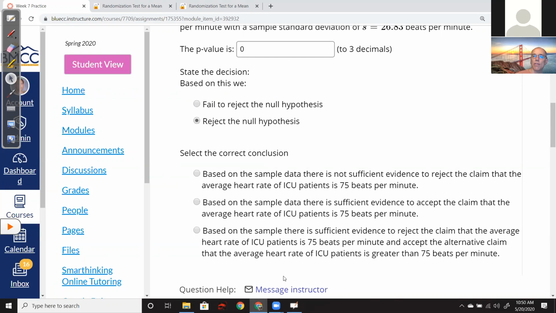There is sufficient evidence to accept the claim that the average pulse rate is 75. No, it's way bigger than 75. How much bigger? I'd have to run a confidence interval to figure that out. So it must be this last one. Based on the sample, there is sufficient evidence to reject the claim that the average heart rate of ICU patients is 75 beats per minute and accept the alternative claim that the average heart rate of ICU patients is greater than 75. Yeah. I think we're pretty clear it's greater.